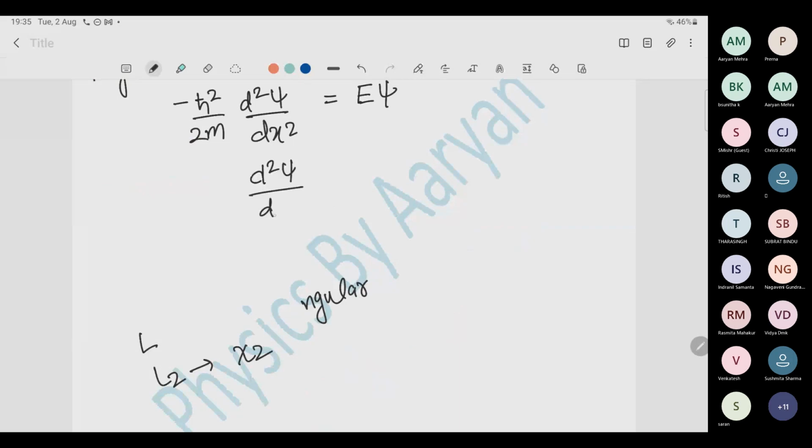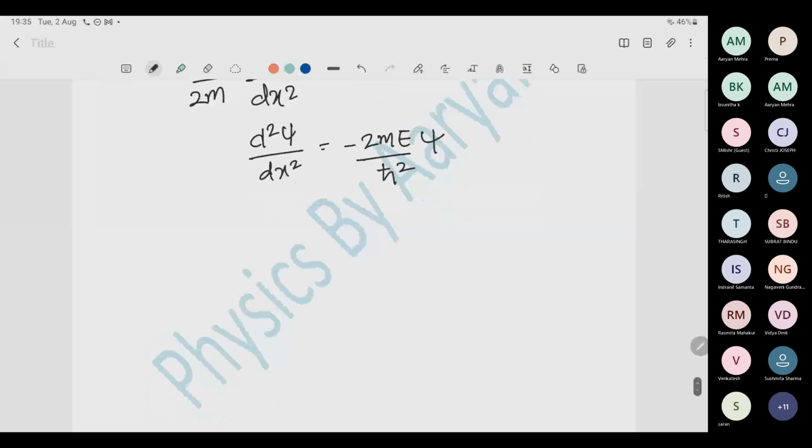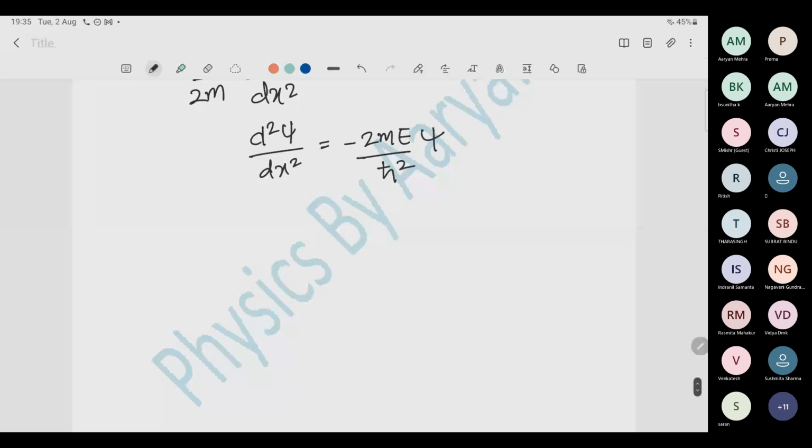Minus d square phi by dx square equals minus 2mE by h cut square phi. Okay, so I hope that all of you have a very basic understanding of differential equations. This differential equation is a very famous differential equation, and you can find the solution very easily. What is this differential equation? This is a harmonic equation, a simple harmonic equation.